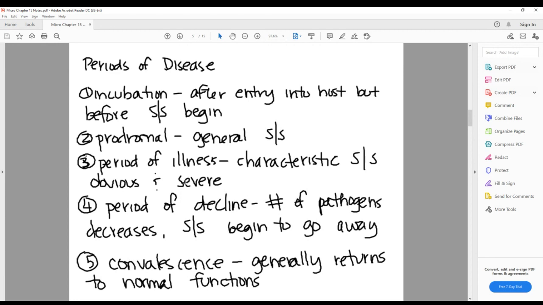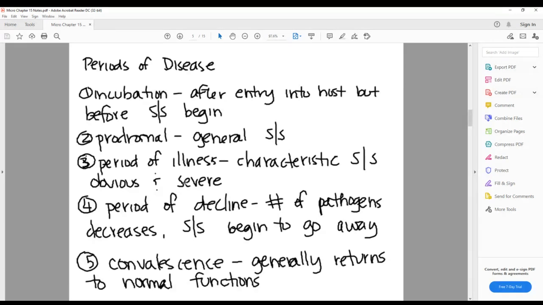And then we start to get into the period of decline. We get on antibiotics, or our immune system starts kicking in, and the number of pathogens starts to decline, which means that we start to feel better. The signs and symptoms are going away. And then we get to the convalescence phase, where the patient will generally return to normal functions.